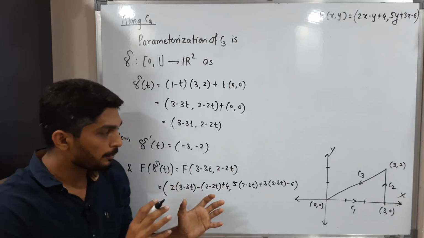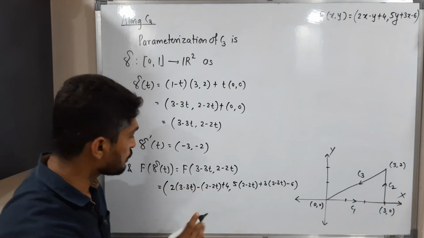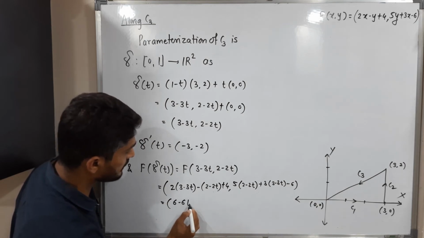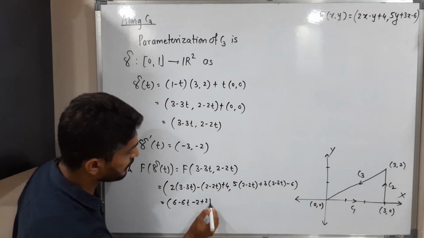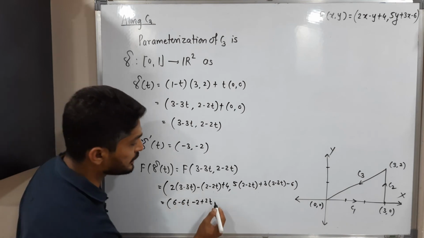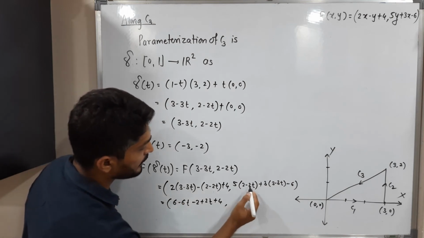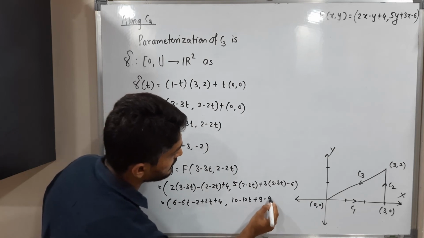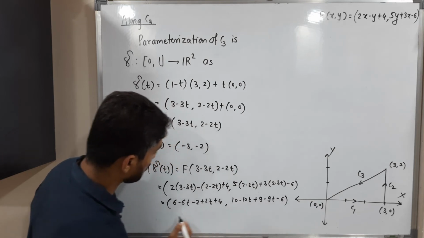So it is going to be a little bit complicated. Don't worry, we will solve it step by step. So I will write 6 minus 6t minus 2 plus 2t. If you have a minus sign outside, the sign will get changed. Plus 4, here 10 minus 10t plus 9 minus 9t minus 6.